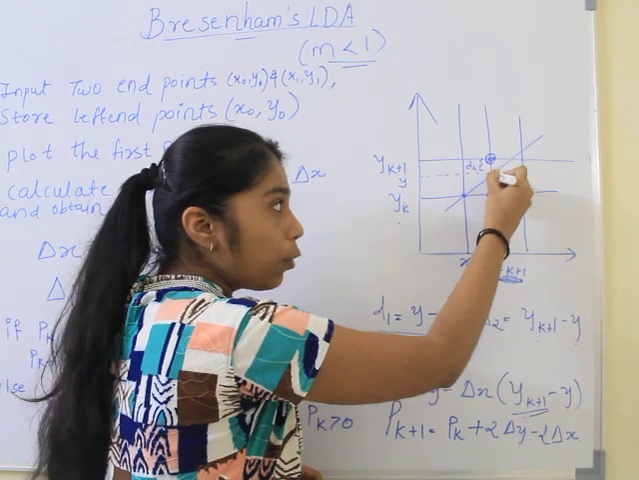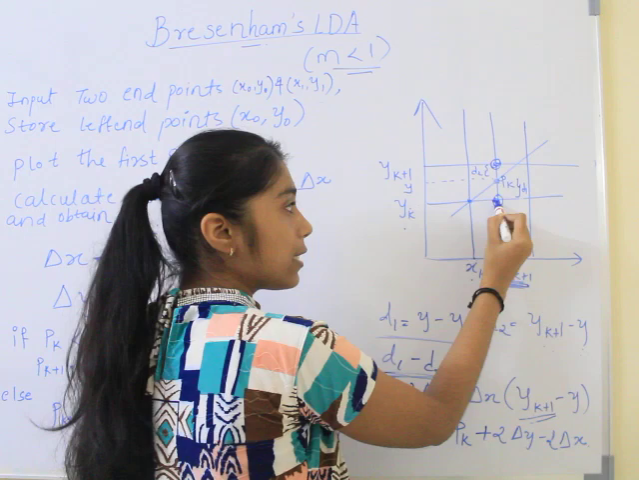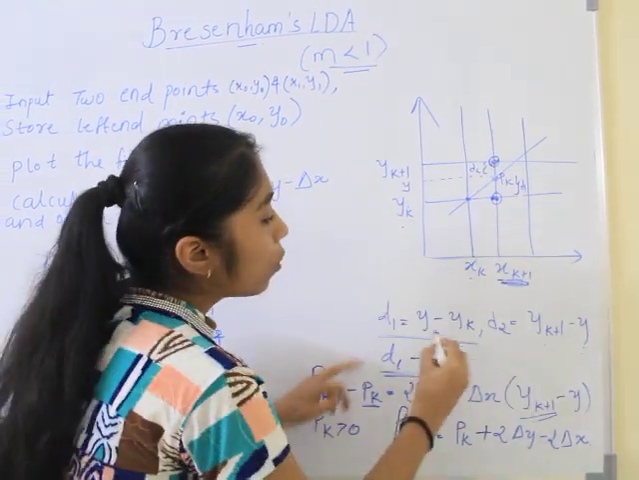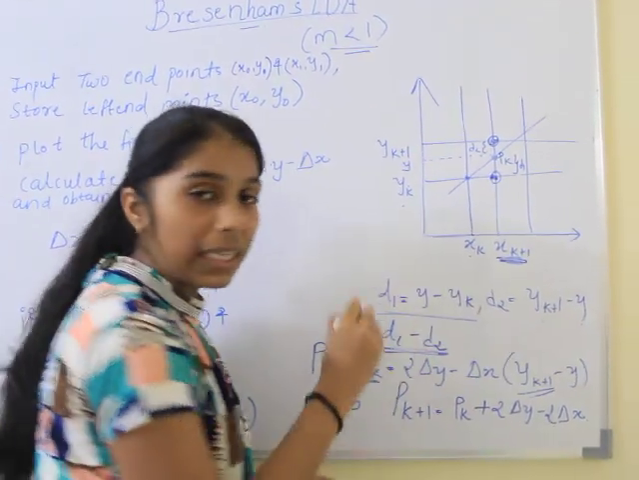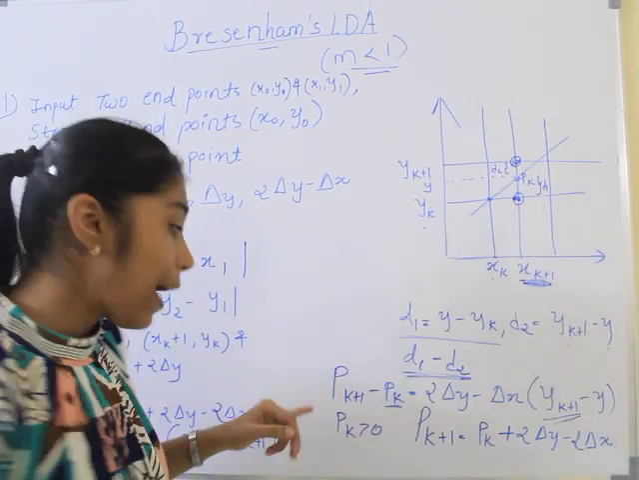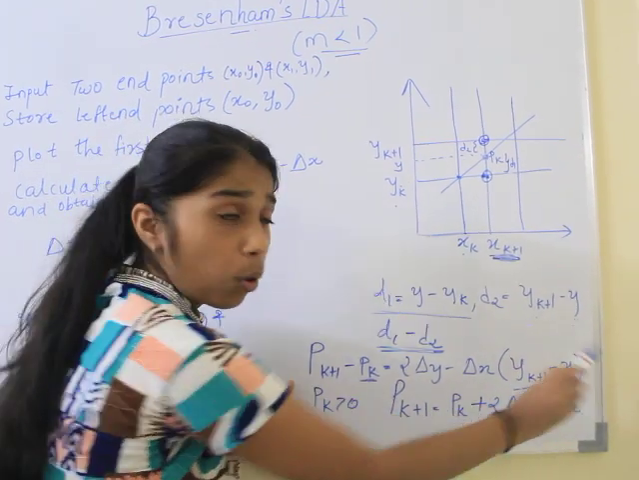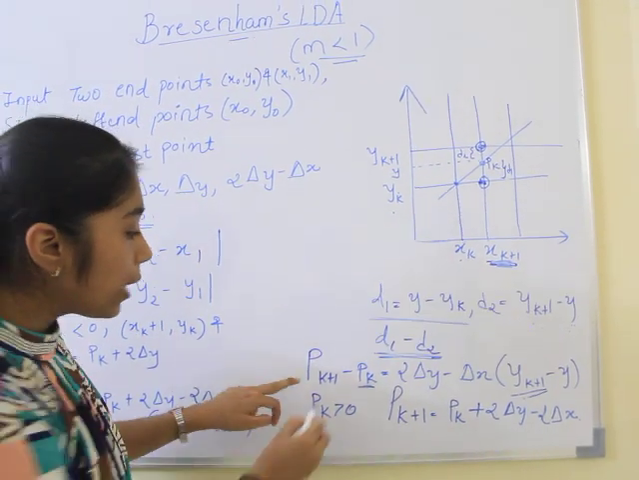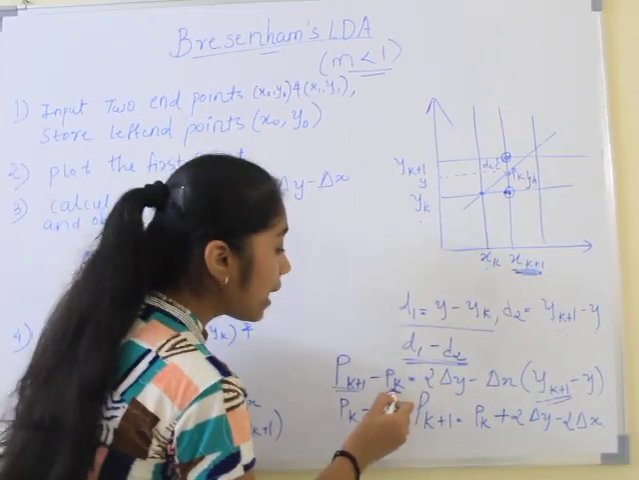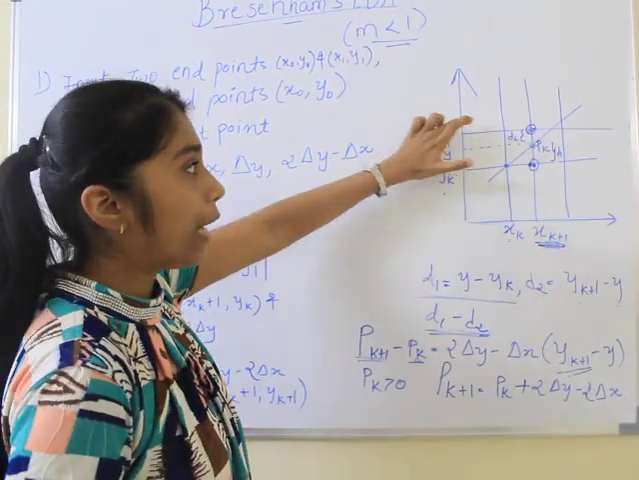For finding pk, we are first calculating d1, where d1 is y minus yk and d2 is yk plus 1 minus y. So we will find the subtraction d1 minus d2. After doing all those calculations, the final equation we get is pk plus 1 minus pk, and this whole thing. Note that pk plus 1 here is the next decision parameter value, and pk is the previous decision parameter value, and from this equation we need to find out which y value we are going to consider.